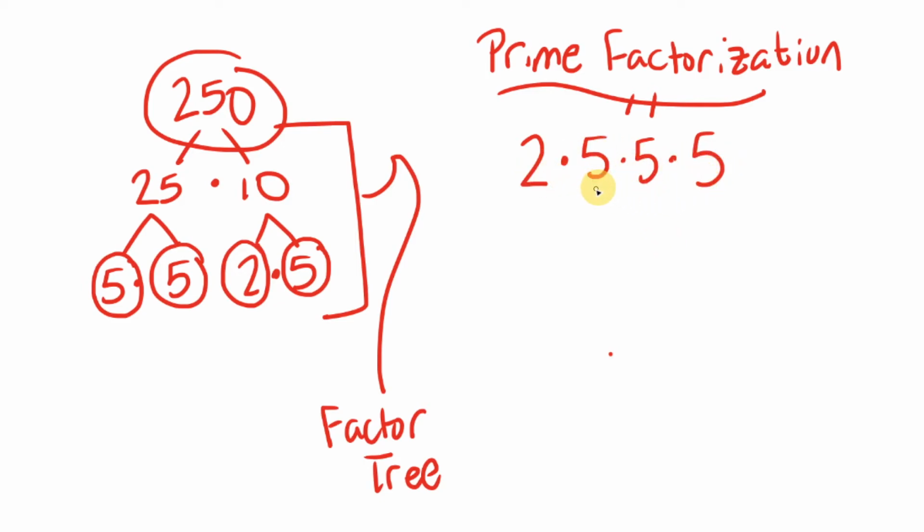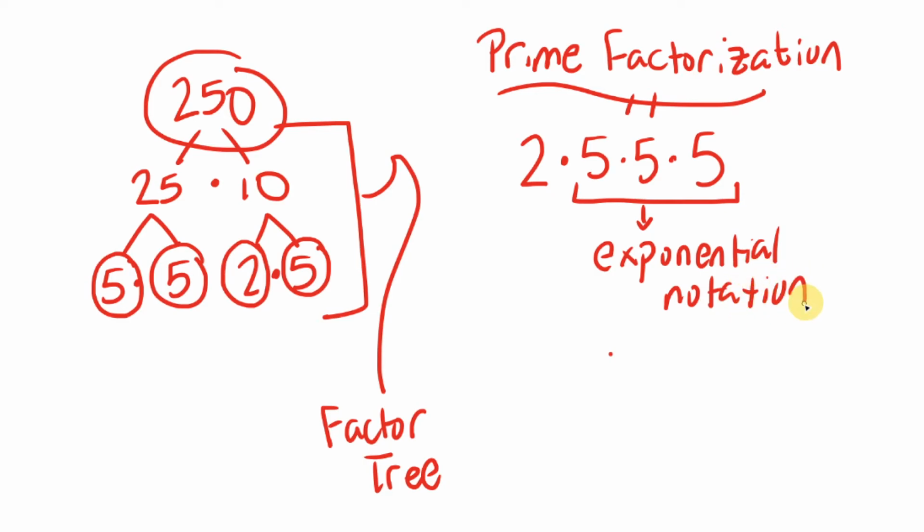But you see how we have these numbers here that repeat? We can rewrite this using something called exponential notation. It's a fancy word that allows us to write this a lot easier. And what exponential notation does is it allows us to write this repeated multiplication using an exponent.